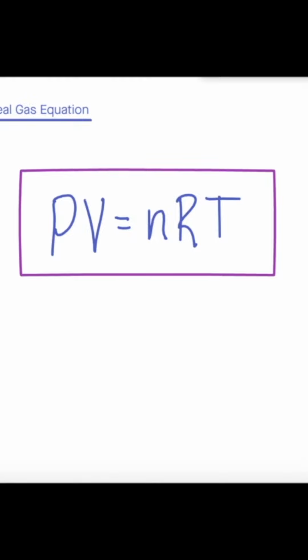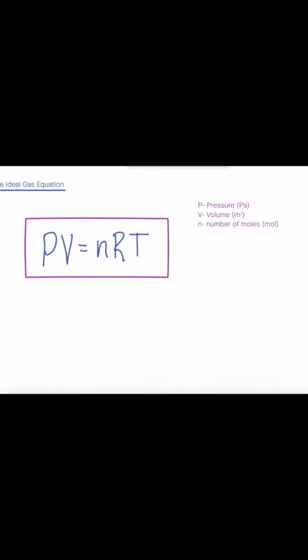Another formula you might be asked to use is PV equals nRT, where P is pressure in pascals, V is volume in meters cubed, n is the number of moles in moles, R is the ideal gas constant, which is 8.31, and T is temperature in Kelvin.